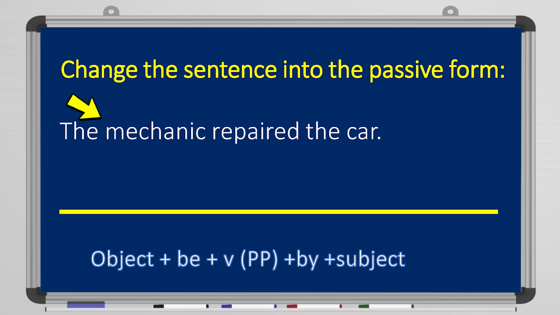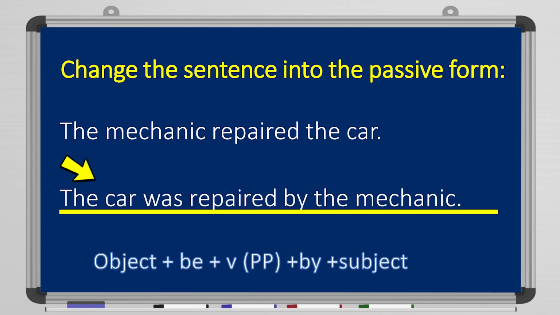The mechanic repaired the car. Focus here on the sentence. First thing you have to do is to find the parts of the sentence. The mechanic is our subject. Repaired is the verb. What did he repair? The car. So we start with our object. The car, because there is no modal verb, we're going to use is, am, are, was, or were. The car is singular and the verb is in the past. So what do we say? The car? Yes. We say the car was repaired by the mechanic.